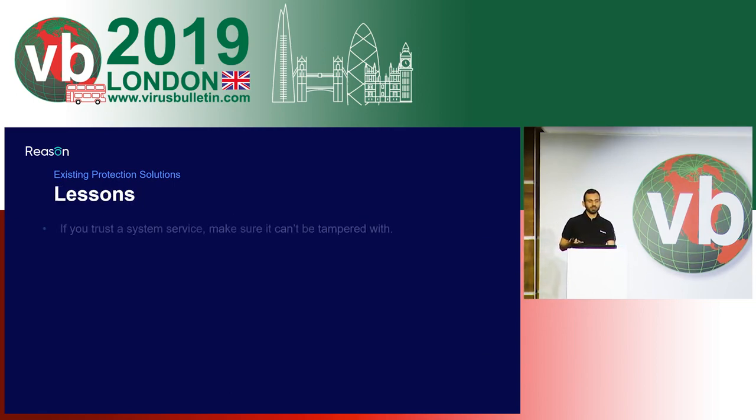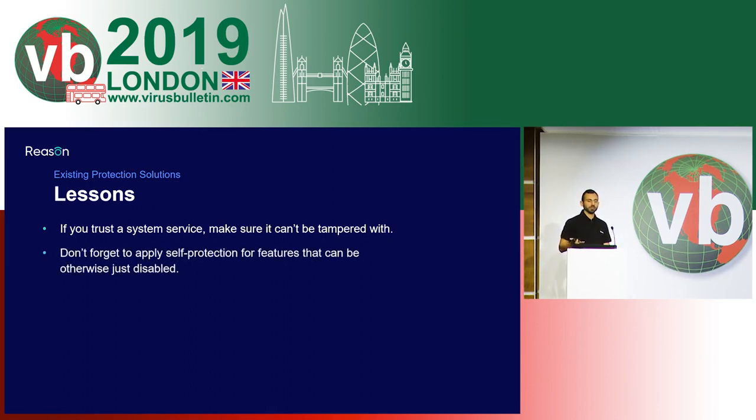Lessons from this, right? Lesson number 1, if you trust a system service, in our case the frame server service, make sure it can't be tampered with, right? I would expect a security product to block this injection, but it didn't happen. Lesson number 2, don't forget to apply self-protection for features that can otherwise be disabled. Right? In our case, I could just remove the upper filter entry, which is not okay.